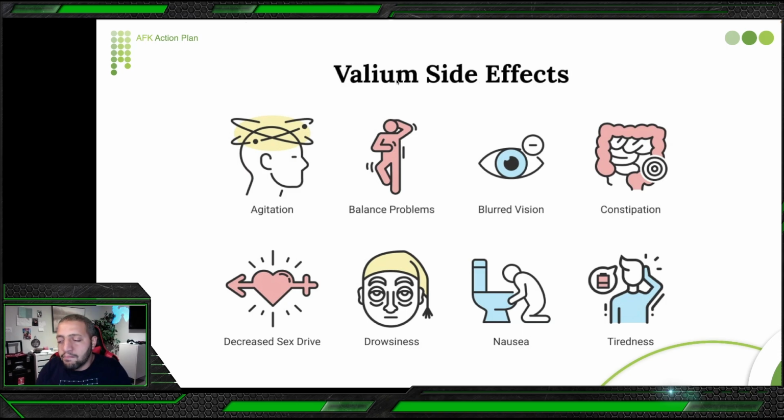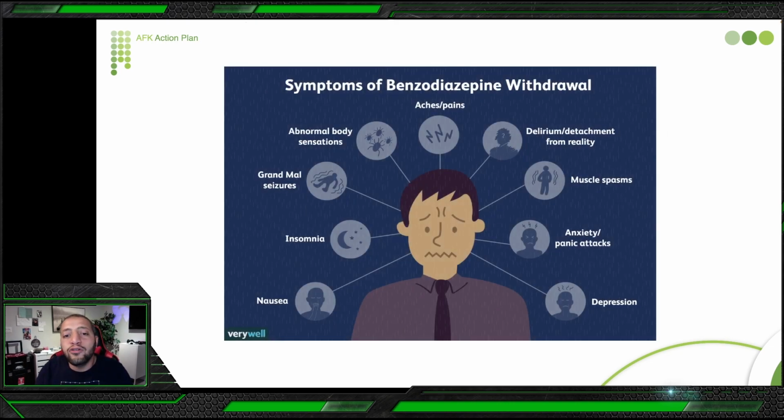So Valium, which is diazepam, is the mainstream one used. It will give you side effects such as agitation, balance problems, blurred vision, constipation, depressed sex drive, drowsiness, nausea, and tiredness. You feel tired all the time, okay? And if you're trying to get your patient off this medication, he will have nausea, insomnia, even grand mal seizure. He will have some abnormal sensations in his body. He will have delirium, muscle spasm, anxiety, and depression.